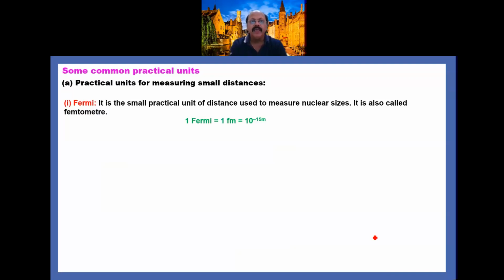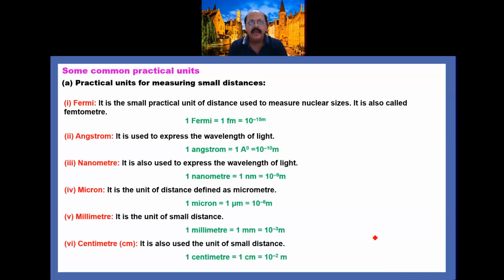Some more practical units for measuring small distances are the angstrom. It is used to express the wavelength of light. So 1 angstrom equals 10 to the power minus 10 meter. Nanometer is also used to express the wavelength of light. That is 1 nanometer equals 10 to the power minus 9 meter. And then micron, it is the unit of distance defined in micrometer. So 1 micron equals 1 micrometer equals 10 to the power minus 6 meter.